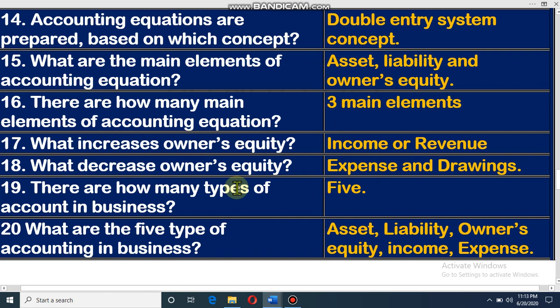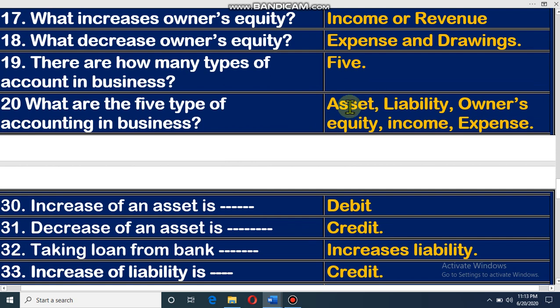There are how many types of account? Dear student, there are 5 types of account. These 5 types of account are asset, liability, owner's equity, income and expense. Whatever the accounts all over the world, whether it is a big business or a small business, everywhere there are 5 types of account: asset, liability, owner's equity, income and expense. Every organization has assets, some liability, some owner's equity, and then income and expense.